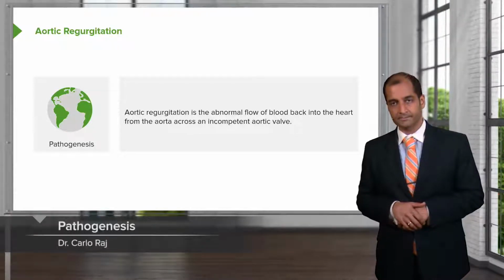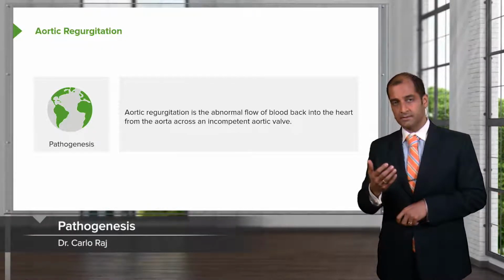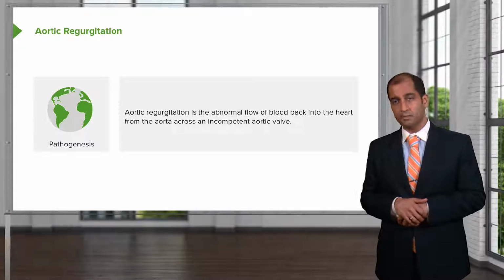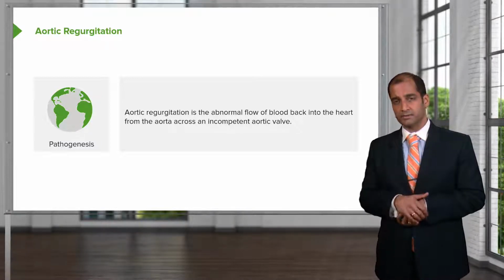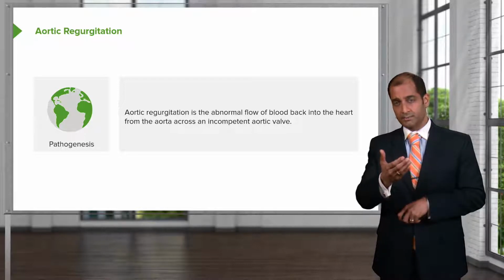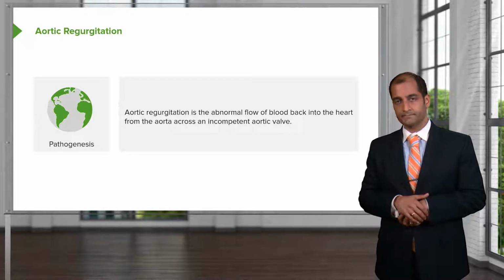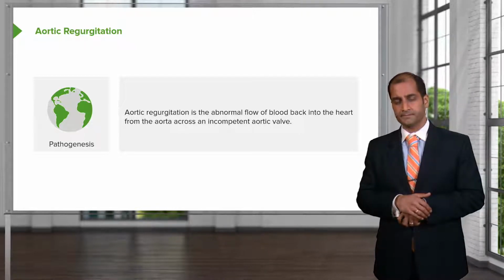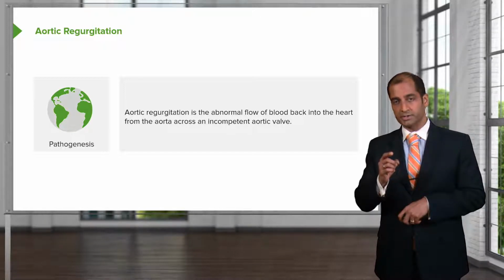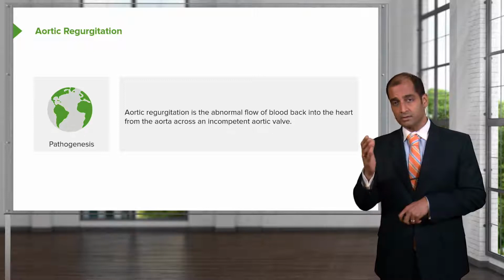Aortic regurg, abnormality of backward flow. When is your aortic valve supposed to close? Well, let me ask you: are you having problems with closing or opening? Aortic stenosis was difficulty with aortic valve opening, right? So that was a systolic type of murmur. Whereas with aortic regurg, you have a problem with the aortic valve closing.